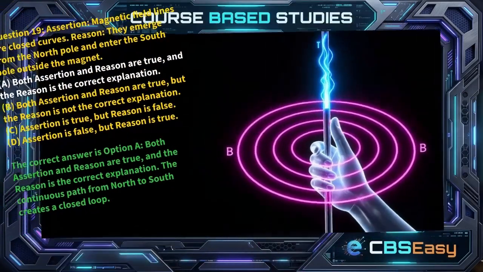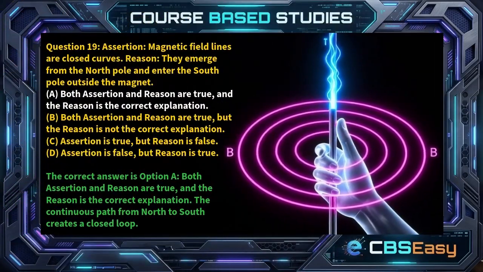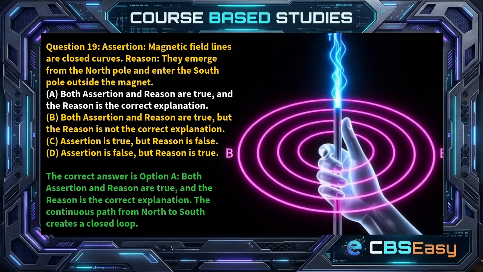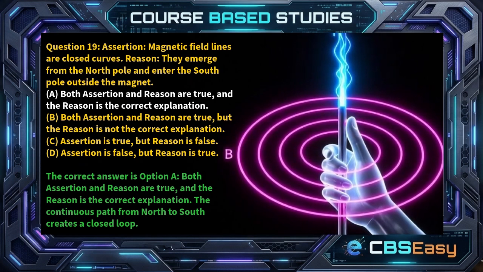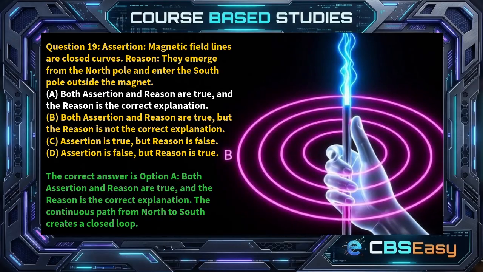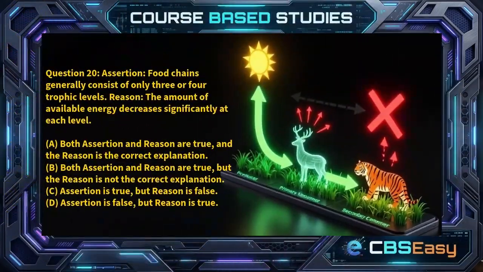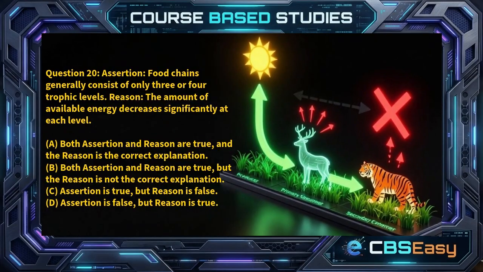The correct answer is option A. Both assertion and reason are true, and the reason is the correct explanation. The continuous path from north to south creates a closed loop. Question 20. Assertion. Food chains generally consist of only 3 or 4 trophic levels.